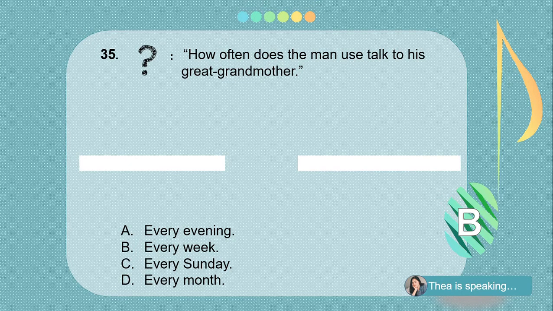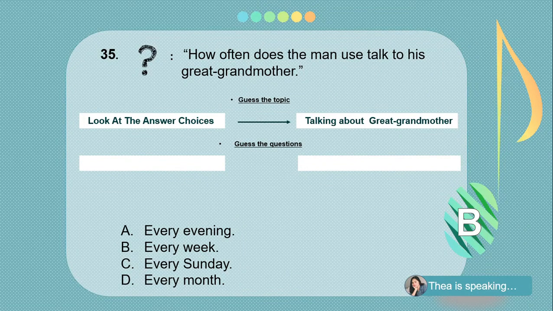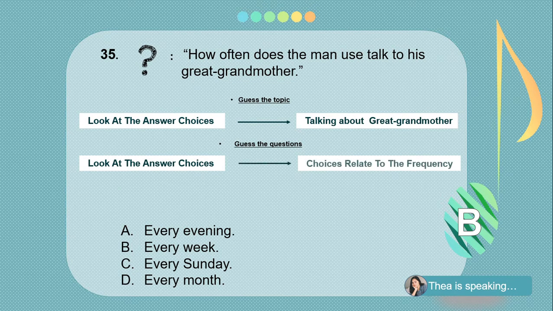First, try to guess the topic by looking quickly at the answer choices. If we look at the answer choices, we will find a conversation about someone who is talking about his great-grandmother. Second, try to guess the question by looking at each group of answer choices. At number 35, the answer choices relate to the frequency of an event. So the question will probably be how often.